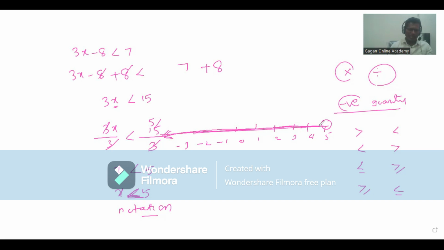So on the extreme left we have minus infinity. For minus infinity or plus infinity, we have to use an open bracket, and then here 5. It is not shaded, so we take an open bracket. If it is shaded, we use a close bracket. I hope you have understood well.